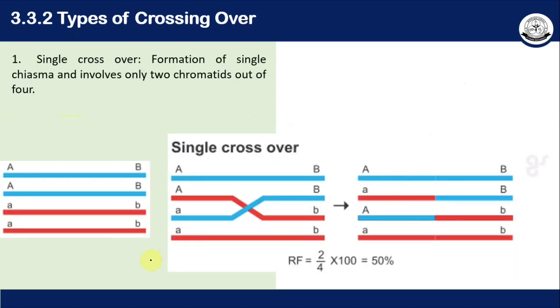The next one is single crossover, that is, formation of a single chiasma involving only 2 chromatids out of 4. Here we have chromatid 1, 2, 3 and 4, and out of these 4 chromatids, 2 chromatids are involved in the crossing over.